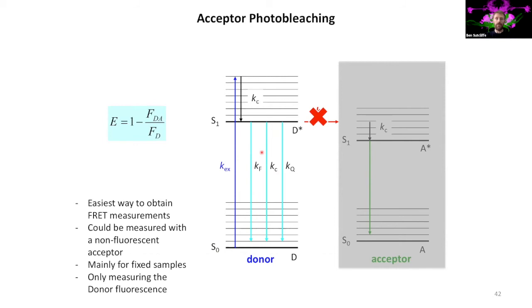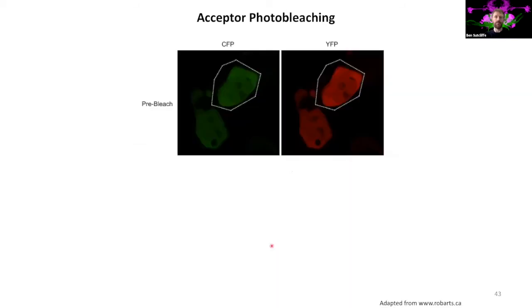Following photobleaching of the acceptor, the donor is no longer transferring any energy to that acceptor and can use all that energy itself to relax back down to the ground state and emit photons and fluoresce. You can also use this with a non-fluorescent acceptor, which can be chemically destroyed to give you increased donor fluorescence. So here's an example in some fixed cells.